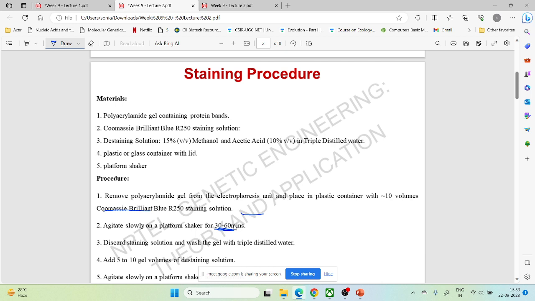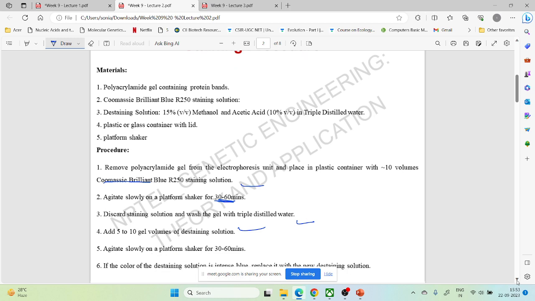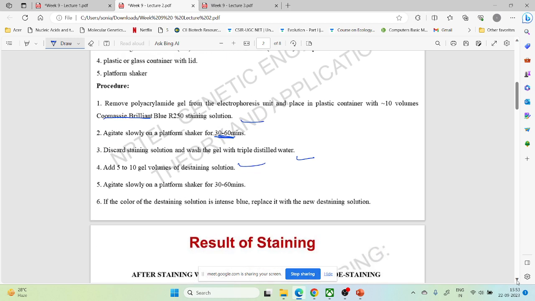And then you discard the solution, wash it, and add your destaining solution, and then you again mix it on a shaker. If the color of the destaining solution is intense blue, replace it with new destaining solution.